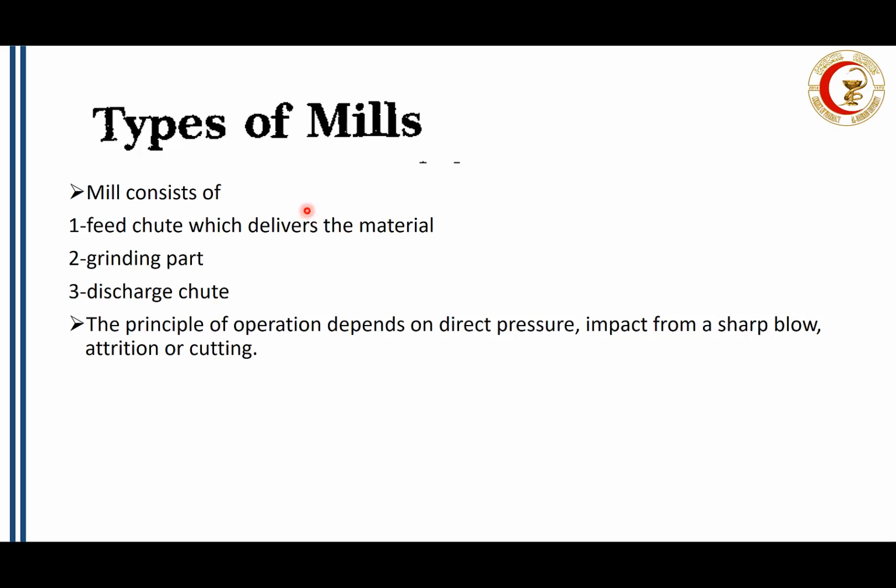Now if you look at the types of mills, every mill consists of a feeding chute. This delivers the material to the grinding part, which is responsible for reducing the particle size, and we have the discharge chute from which the final product is delivered. The principle of operation of milling depends on direct pressure, impact from a sharp blow, attrition, or cutting.